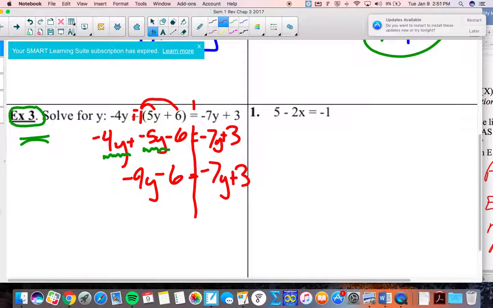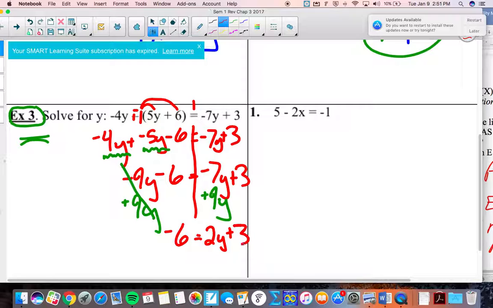So from here we have variables on each side. You want to undo either the negative 9y or the negative 7y by adding the opposite. I like to get rid of the side with the smaller coefficient, and negative 9 is actually smaller than negative 7. On the number line it's farther to the left, so it is smaller. So I'm going to add positive 9y to each side. A negative 9y and a positive 9y are 0. So I get negative 6 equals 2y plus 3.